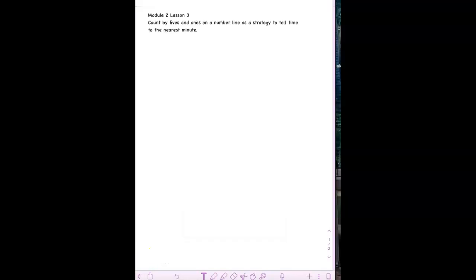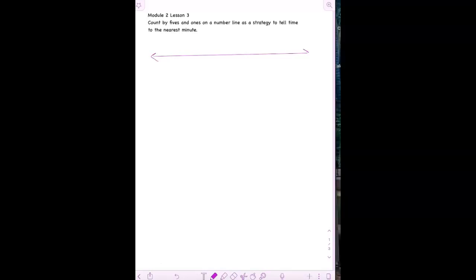Boys and girls, this is Module 2, Lesson 3, and we are going to be talking about using counting by fives and ones on a number line as a strategy to tell time to the nearest minute on a clock. So the first thing I need you to do is draw a number line like we have been doing, as straight as you can. If you have a number line template, you can use that. You see mine's a little crooked, but that's okay.